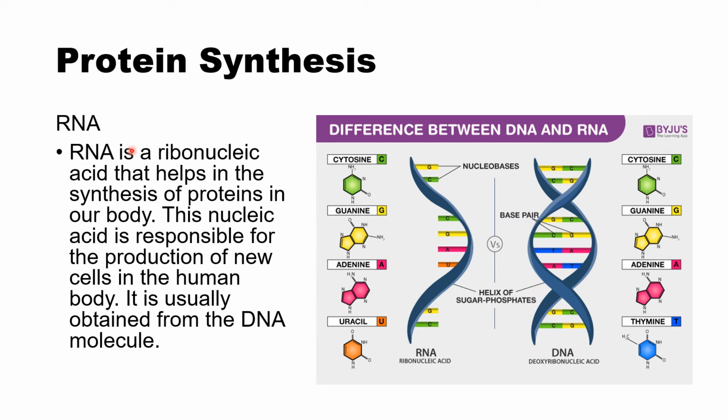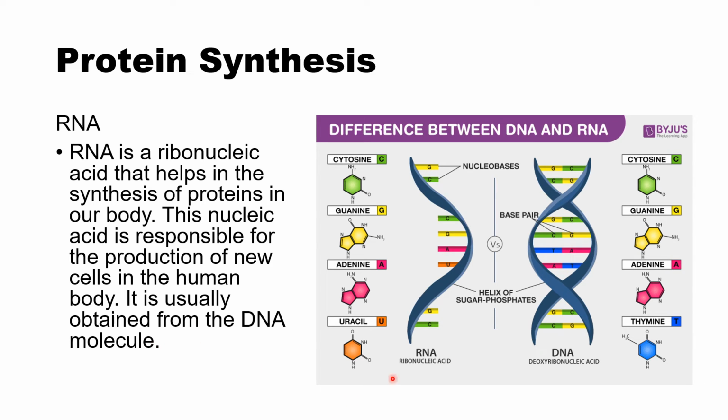As the polymerase moves from 3' to 5', it has formed our mRNA. So what is RNA? RNA is a ribonucleic acid that helps in the synthesis of proteins in our body. This nucleic acid is responsible for the production of new cells in the human body. It is usually obtained from the DNA molecule. As I explained earlier, the DNA molecule, through the polymerase, from initiation to elongation, formed this RNA, specifically the mRNA.